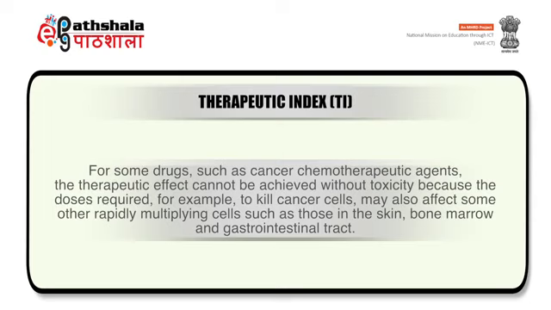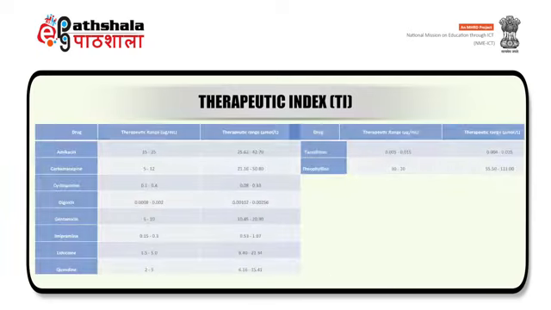For some drugs such as cancer chemotherapeutic agents, the therapeutic effect cannot be achieved without toxicity because the doses required, for example, to kill cancer cells, may also affect some other rapidly multiplying cells such as those in the skin, bone marrow and gastrointestinal tract. In this slide, therapeutic window of selected drugs where concentration above the therapeutic range will cause toxicity is shown.